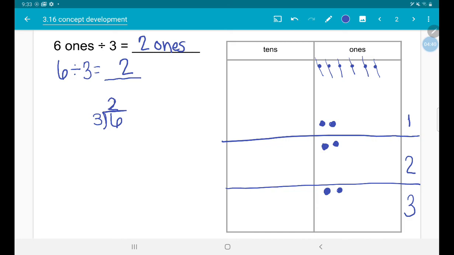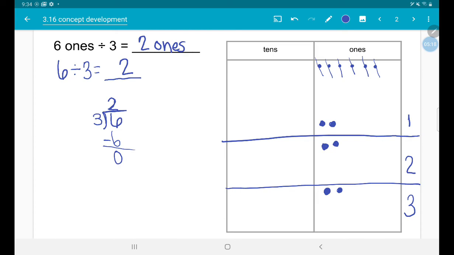So 2 times 3 is 6. I'm going to write a 6 right underneath because that tells how many of my original 6, my total, I used. That's how many I put into groups. And Olivia, you said we didn't have any left over, did we? So I can subtract to show that I do not have any remaining. 6 minus 6 is 0. And so my quotient is 2. 2 is my answer.